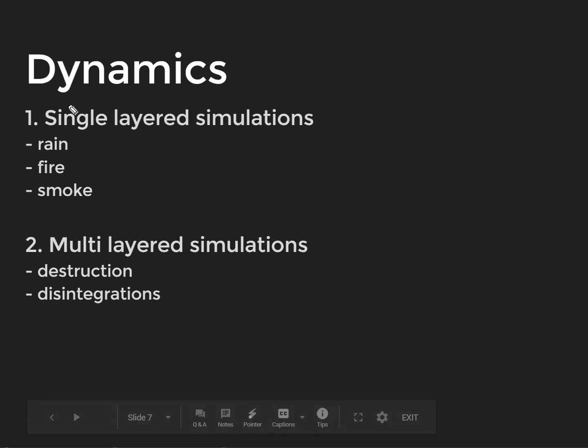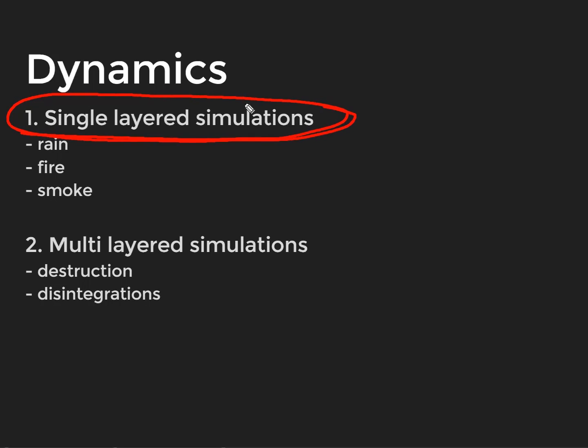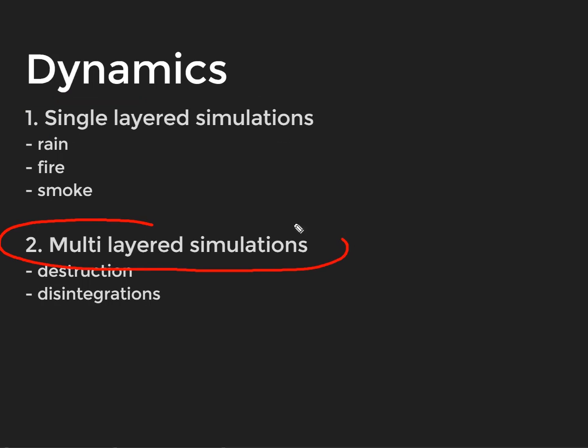With dynamics, you can basically break it up into two different layers. We're going to have single layered simulations and then multi-layered simulations. So single layered stuff is going to be like rain, fire, smoke, things that the simulation isn't interacting with other simulations, right? Multi-layered simulations are going to be like explosions, destruction, disintegrations. If you have a building collapse, for example, you're going to have all those rigid bodies, the actual geometry animating, and the geometry is going to drive smoke and dust and debris. So that's going to be more multi-layered.